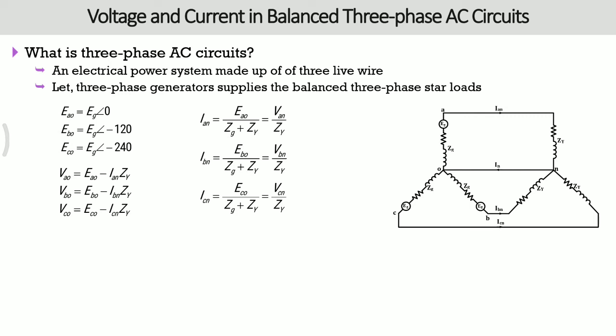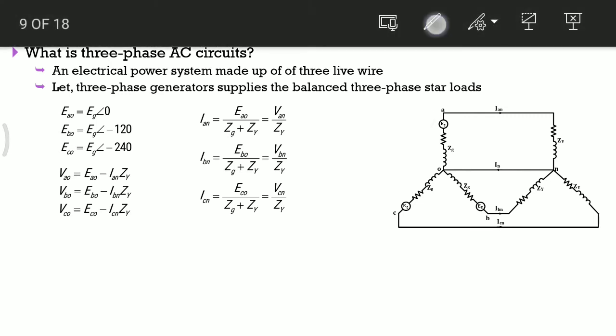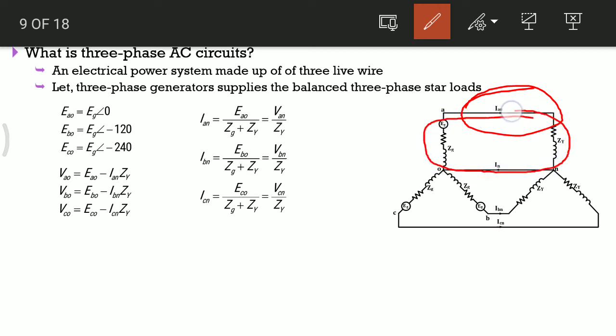So here we have currents. How to find currents? IAN flows in this circuit. So what is the formula? IAN is equal to EA0, which is the EMF, divided by the impedances. You can see here in this circuit IAN is flowing. So what is the voltage in that circuit?